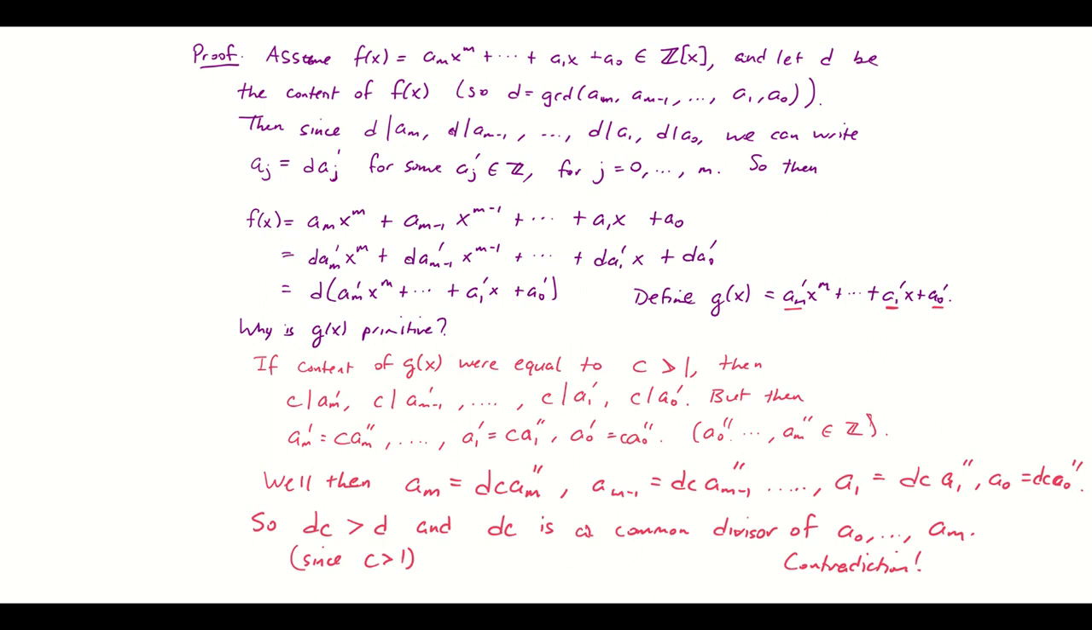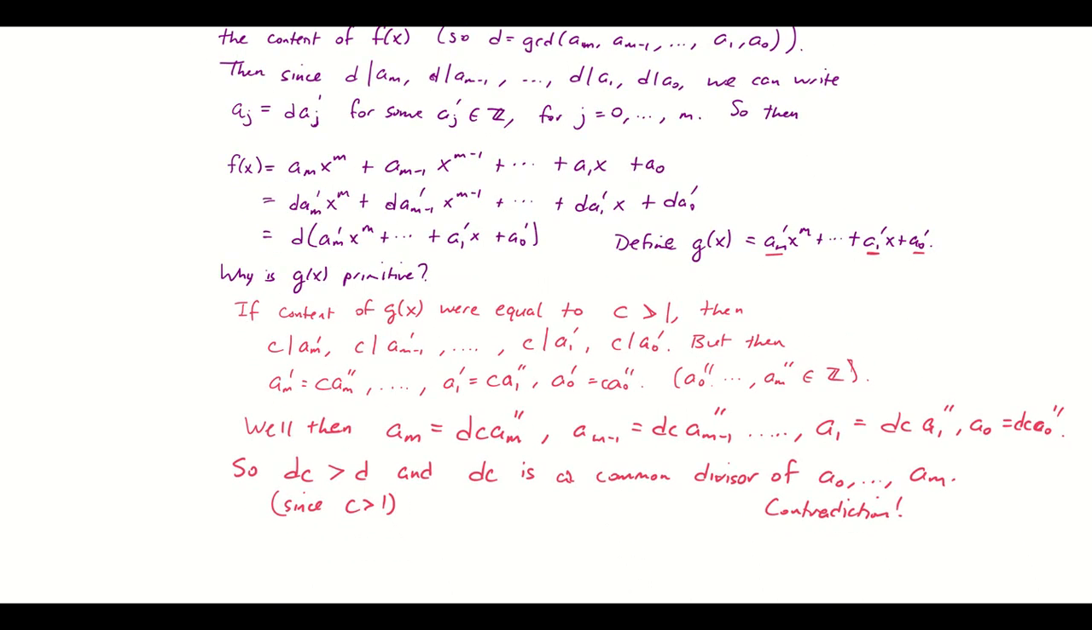So that means that the content of g of x can't be something greater than 1. The content has to be equal to 1, so I'll just write that down over here. Therefore, the content of g of x must be 1, which is what we wanted. Moral of the story, g of x is primitive, and therefore every polynomial in Z[x] is factorable into its content times a primitive polynomial. That'll be useful in some of the theorems that we prove later on.